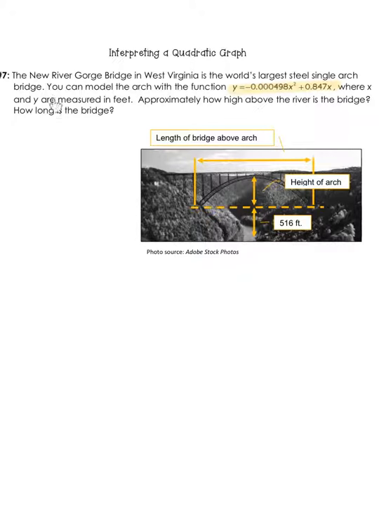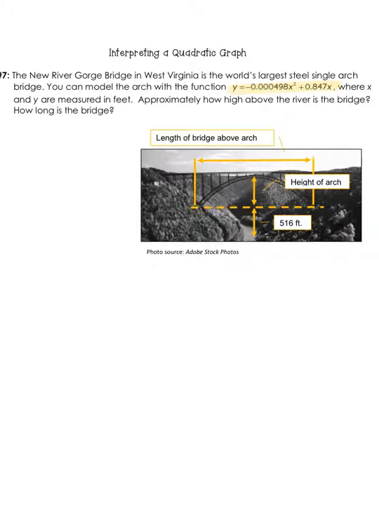So x and y are measured in feet. Approximately how high above the river is the bridge and how long is the bridge? So we have 2 questions to answer. This is the height that the bridge is above the river, because here's the river down here. So I need to find this whole distance here, and then I need to find this distance from here to here. Okay, so what would be handy is, well, I know that this distance from here to here is 516 because they told me that, so I need to know this distance.